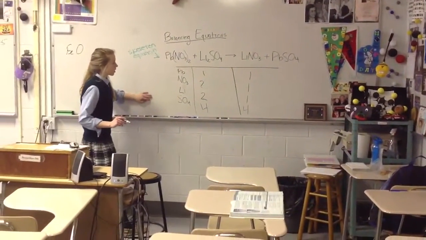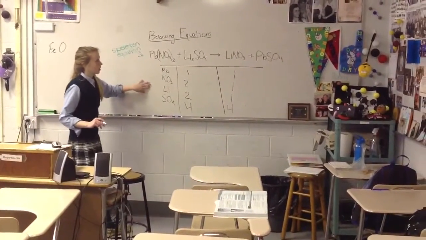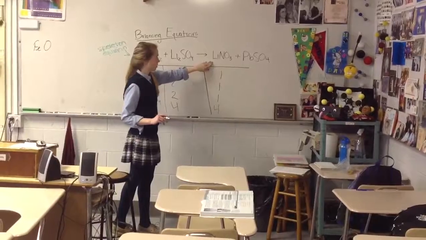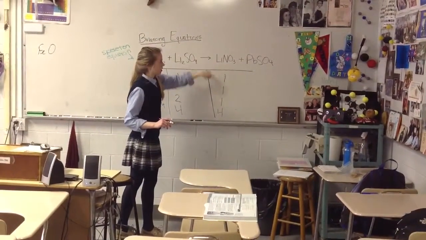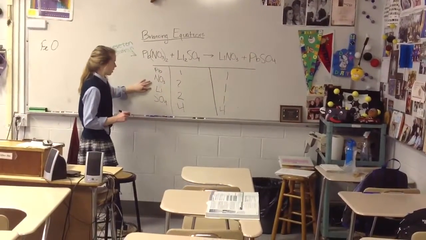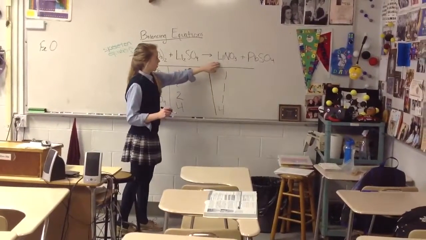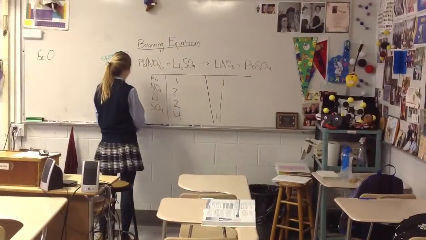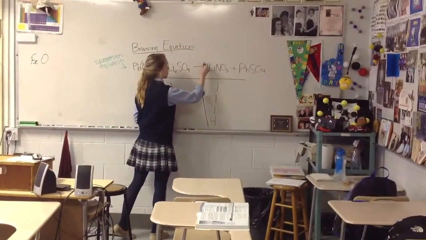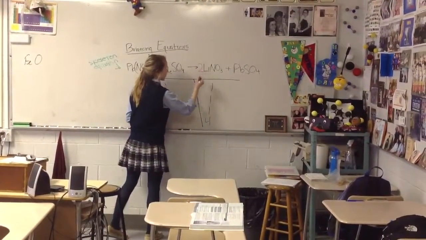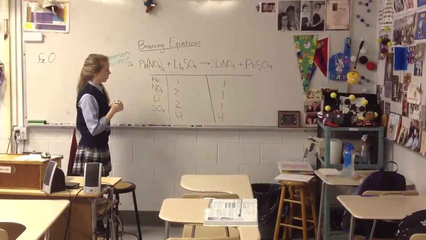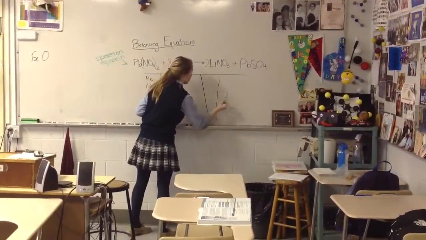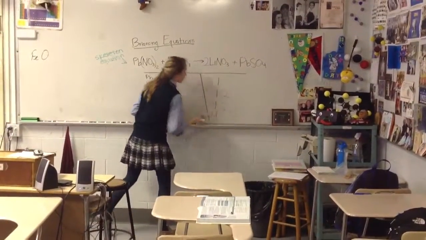To change that, you're going to look to see what you can do on this side of the equation, which is the product side. And to make lithium and nitrate on the product side equal to the reactant side, you're going to put a 2 in front of lithium nitrate. And when you do that, you get 2 nitrate over here and 2 lithium.